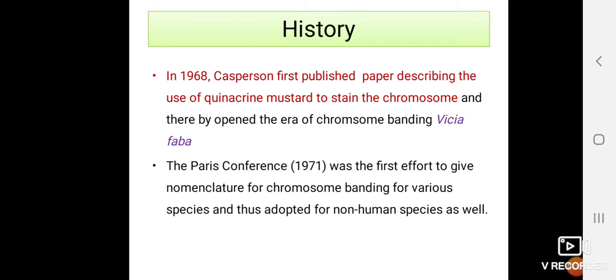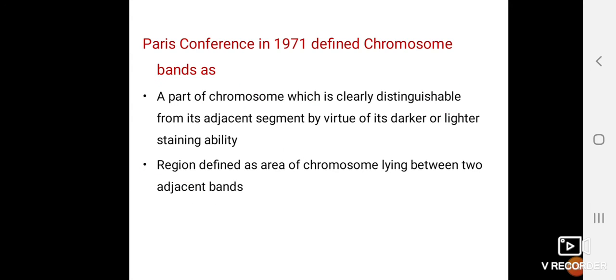So the history of chromosomal banding starts in 1968 with Caspersson, who first published the paper describing the use of quinacrine mustard to stain the chromosome. Following that, several people worked on the chromosomes and came out with an understanding of the chromosome.